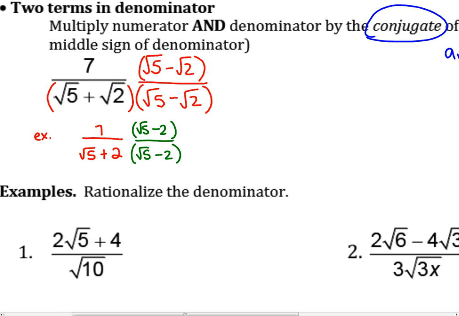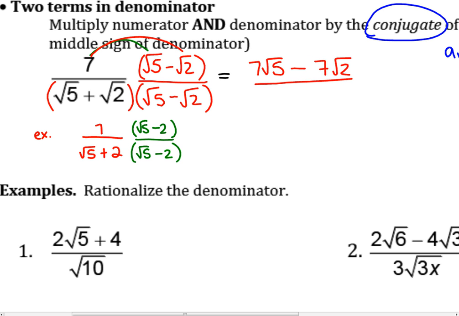Okay, so this guy, the one on top, let's simplify it. 7 times root 5, 7 root 5, minus 7 times negative root 2, 7 root 2, divided by, now what's the shortcut with difference of squares? The middles are going to cancel, so we only have to multiply first and last. Root 5 times root 5, root 25, or just 5.